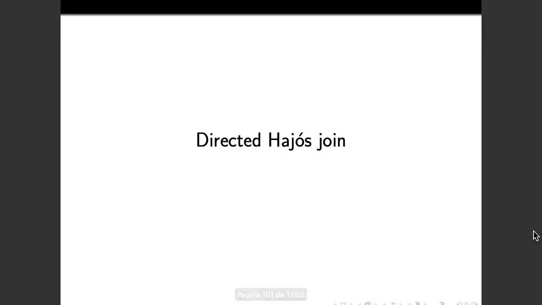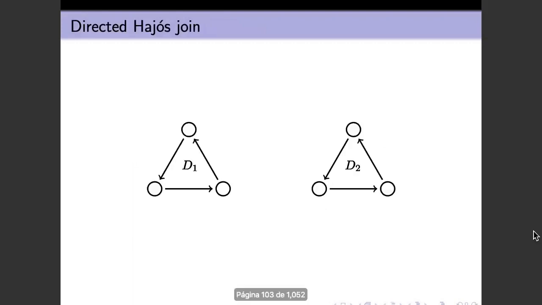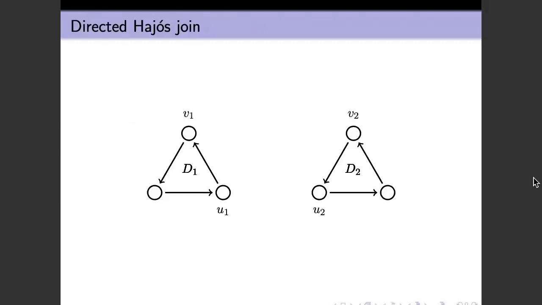The other Hajós operation is the directed Hajós join. It is defined as follows. Here there are two disjoint digraphs, D1 and D2. We select an arc u1v1 of D1, and an arc u2v2 of D2. Delete them. Add a new arc u1u2, and finally, we identify the vertices v1 and v2, just like that.